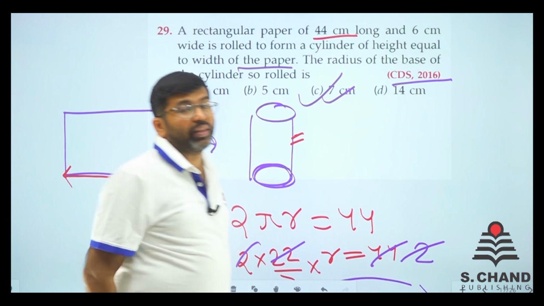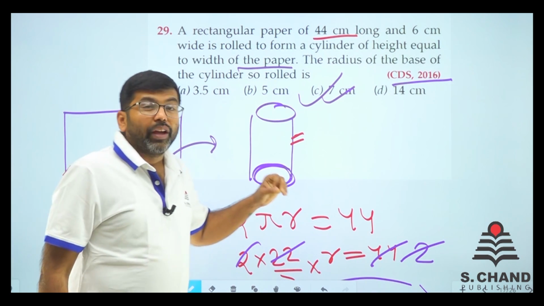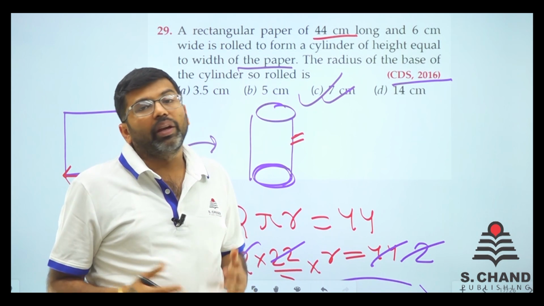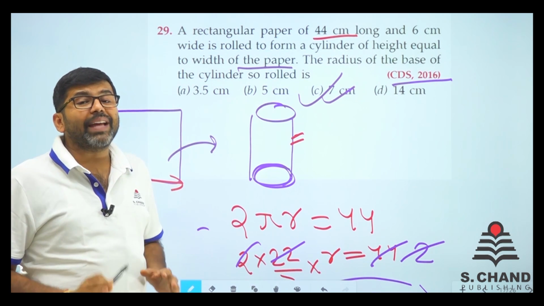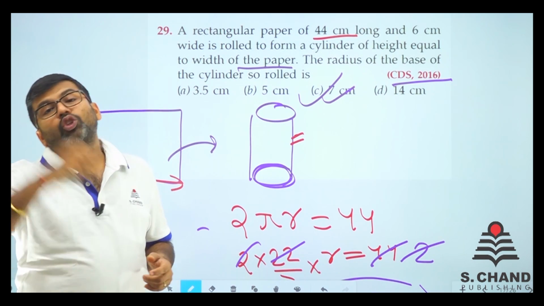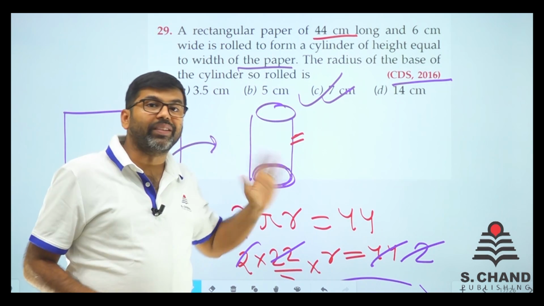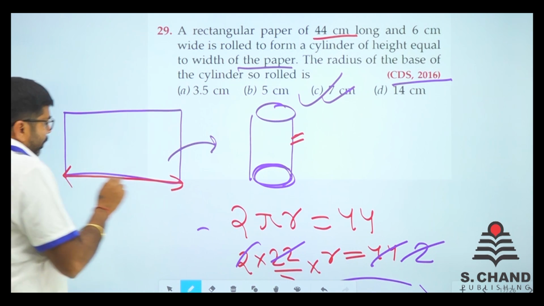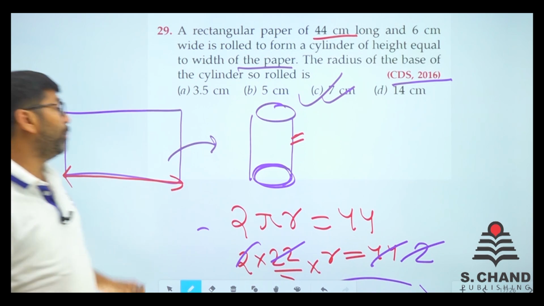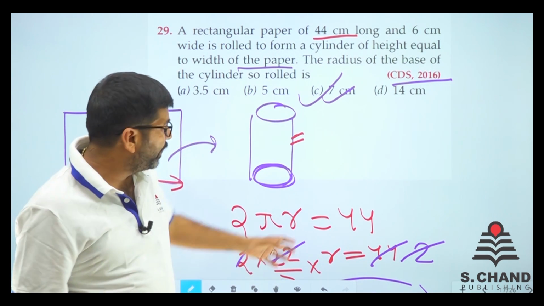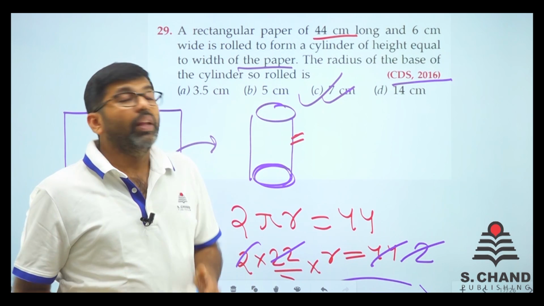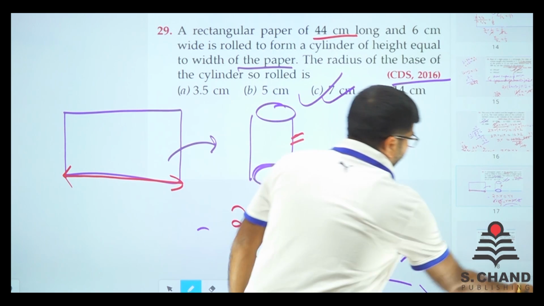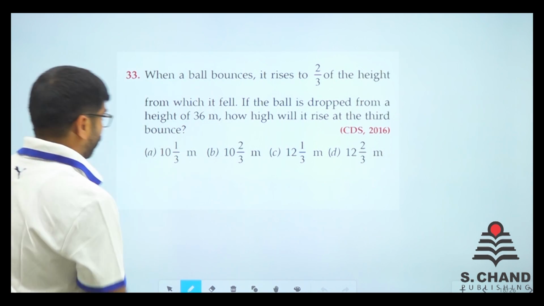It came in the previous year paper, CDS 2016. It was a quick question, but if you don't understand the basic concept behind it, it won't be easy for you. If you remember in the theory part, when I told you how the cylinder is formed, it was clear that the whole length becomes the circumference of the circle, and this way the question became easy. Otherwise, it was not that easy. Let's move on to the next question. Here we go. It was CDS 2016.